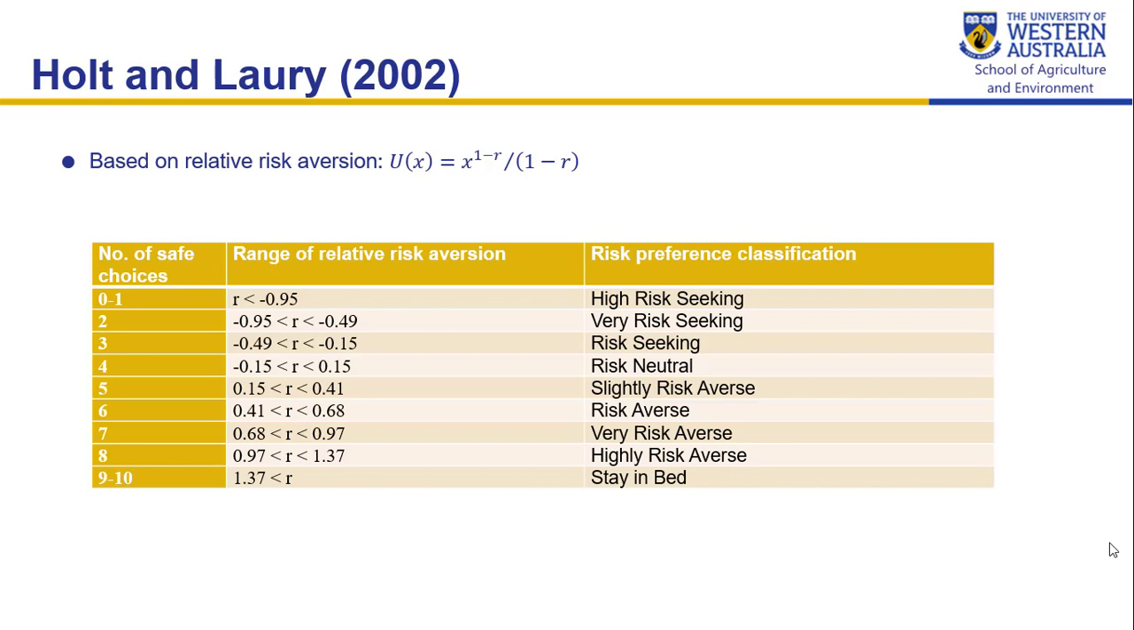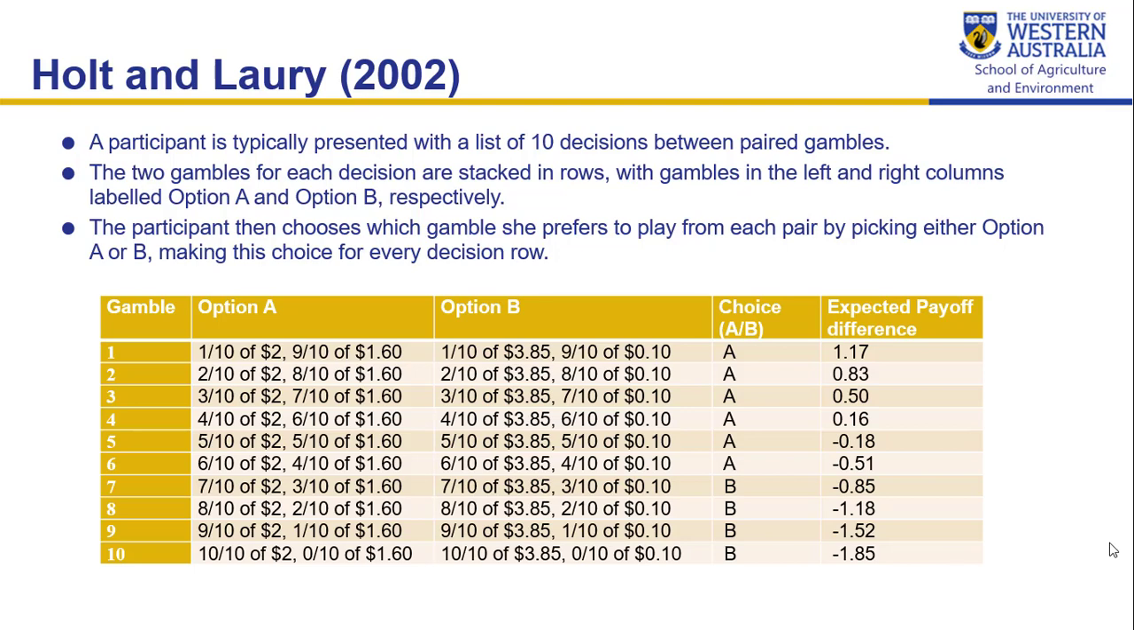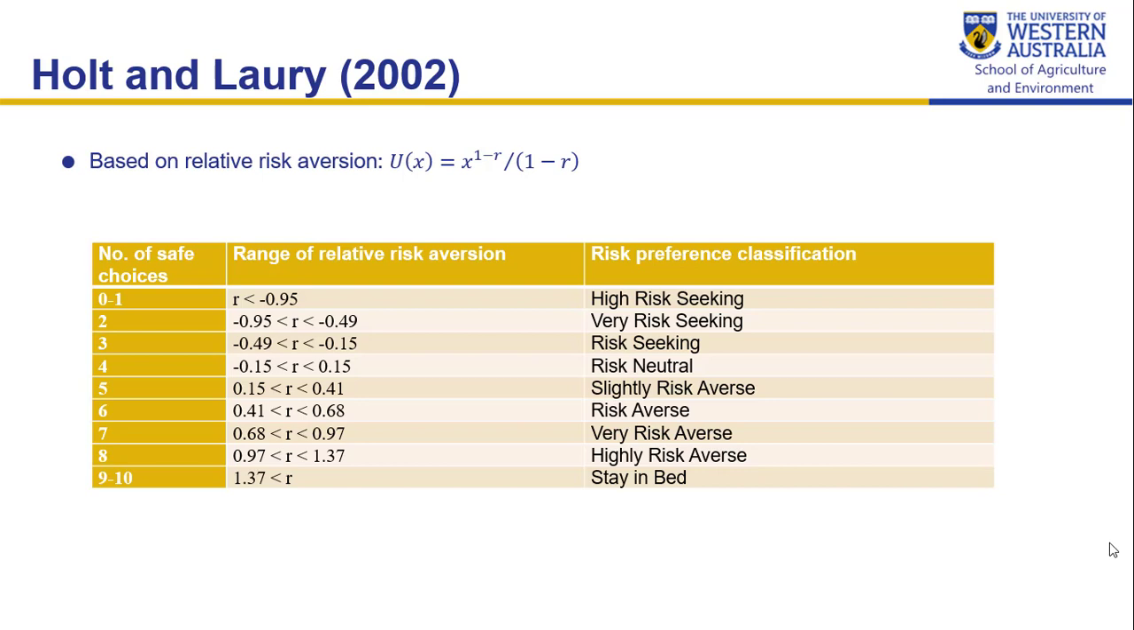So if I go back to my choices, I had 6 safe choices, which means that I am risk averse based on this table. We'll go through more details in the lab of how to estimate these ranges and the relative risk aversion.